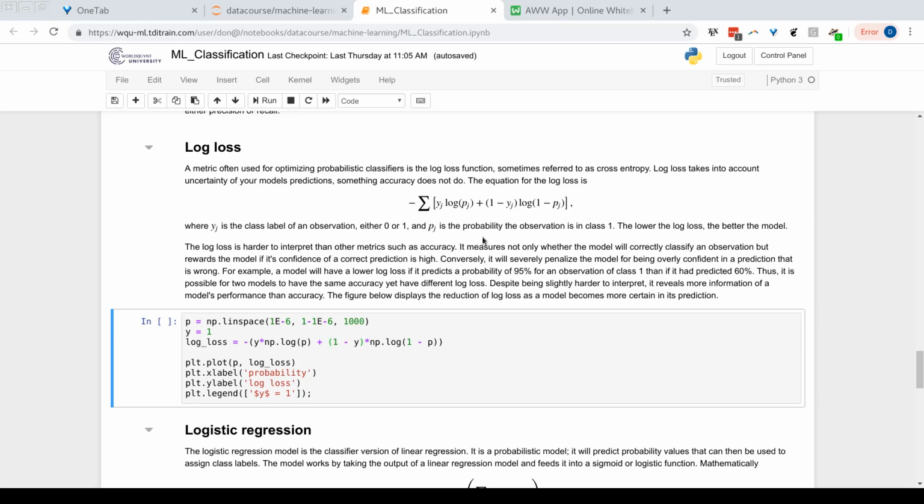Notice where it gets its name, the log. There was a typo in the notebook, but I corrected it there. It should be 1 minus p as opposed to p. All right, so let's define these terms here.